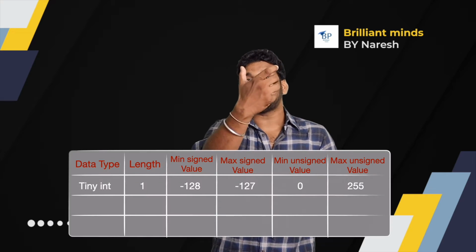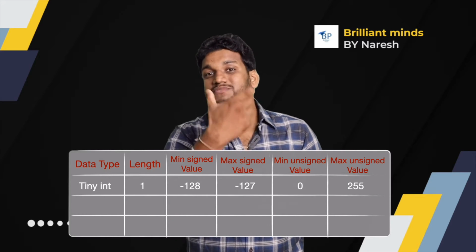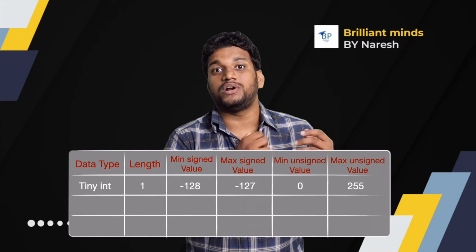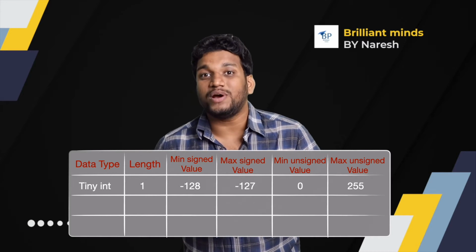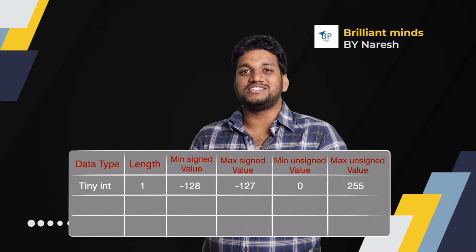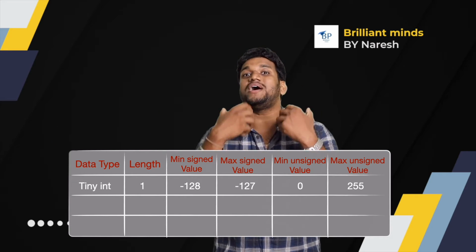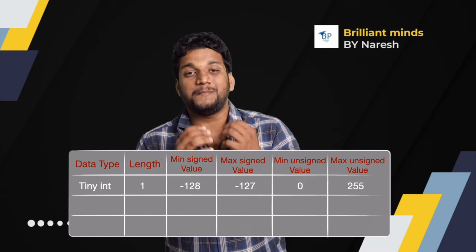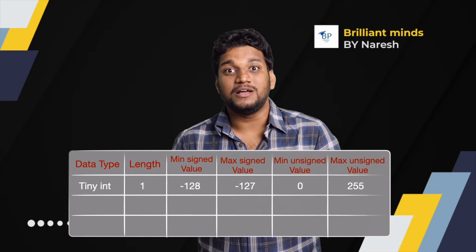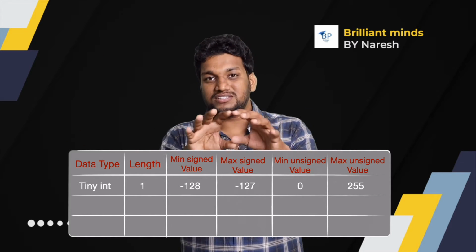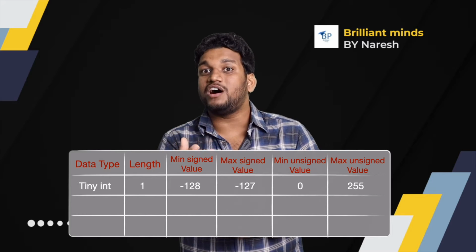Now here signed value I am taking. Minimum signed value is how much? Minus 128. Maximum signed value is how much? Plus 127. Now unsigned values I have to take. Minimum unsigned value is how much? 0. Maximum unsigned value is how much? Plus 255. This is the proper way of using the formula for this particular data type.